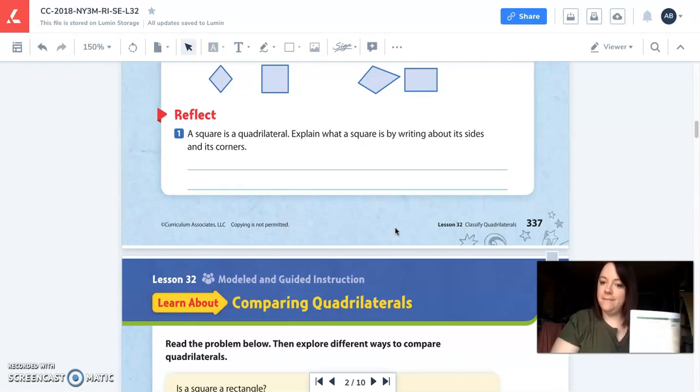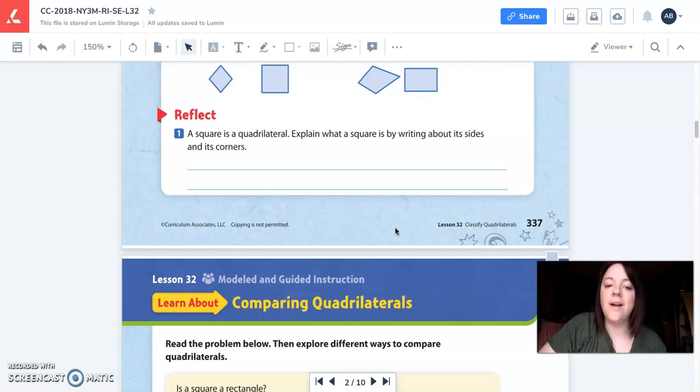Flipping my page so I have my work in front of me as well. All right, so we're going to reflect now. A square is a quadrilateral. Explain what a square is by writing about its sides and its corners.